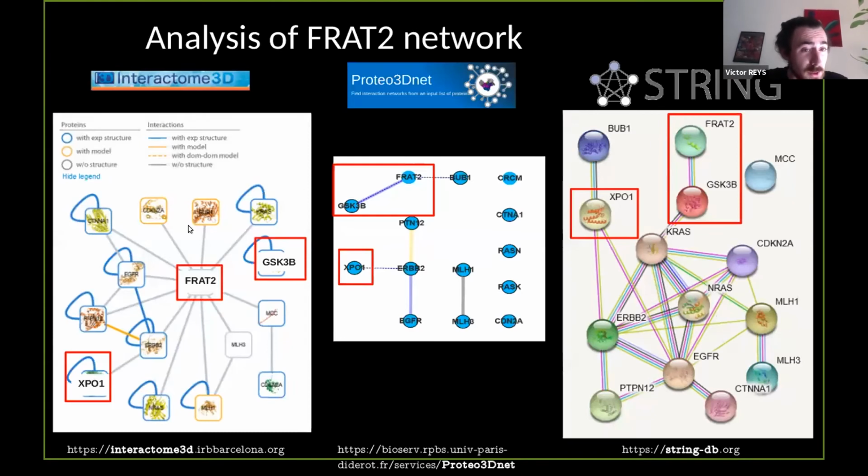In Interactome3D, we can see that our main target, FRET2, is not directly bound to either GSK3 beta or XPO1. GSK3 beta is found interacting with itself, and XPO1 with ERB beta. If we go to Proteo3DNet, this time we can find a domain-domain interaction from GSK3 beta to FRET1, and XPO1 is still found alone, still interacting with ERB beta. And we get the same result from STRING.